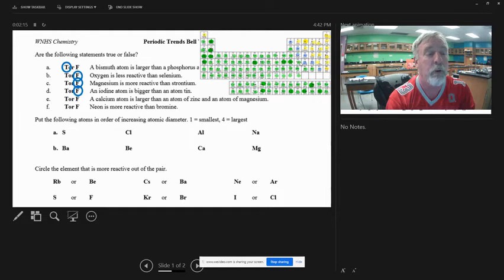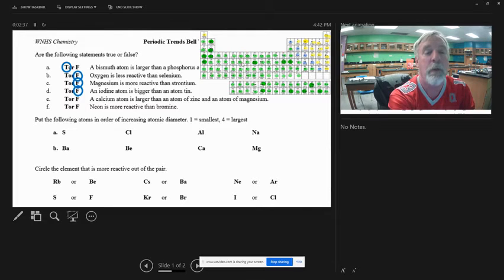Let's take a look at the next one. A calcium atom is larger than an atom of zinc and an atom of magnesium. So here we find our calcium. Let's go find zinc. Well, zinc is to the right of it, same period, but to the right. So yep, calcium is bigger than the zinc, because the size decreases as we go across. So zinc is going to be smaller than calcium, and that part's true.